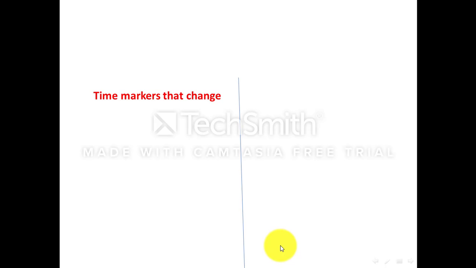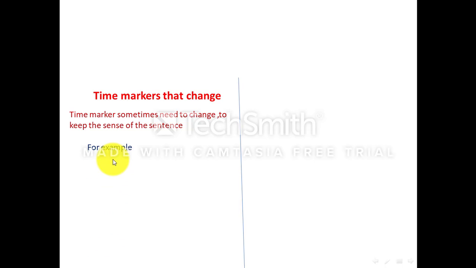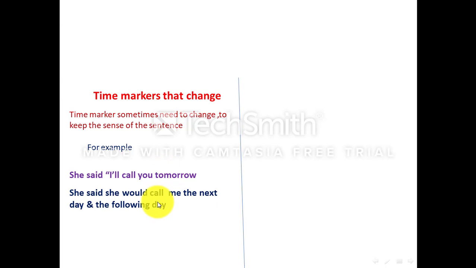Here, my dear students, we have time markers that change. Time markers sometimes need to change to keep the sense of a sentence. For example, she said, "I'll call you tomorrow." So here, the time marker tomorrow will change to: she said she would call me the next day or the following day. So we can change tomorrow to the next day or the following day.